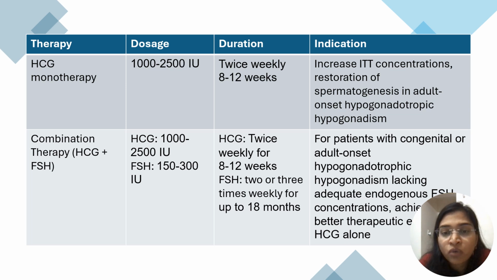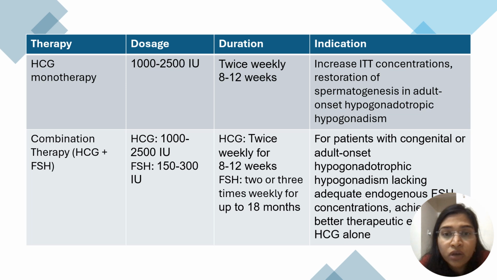If it is an acquired case of hypogonadotrophic hypogonadism, then hCG monotherapy is usually sufficient. We have to give it in a dose of 1000 to 2500 international unit twice weekly for 8 to 12 weeks, and it increases the intratesticular testosterone concentrations. It can restore the spermatogenesis in adult onset HH.